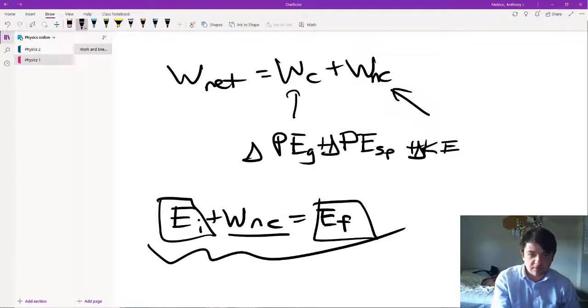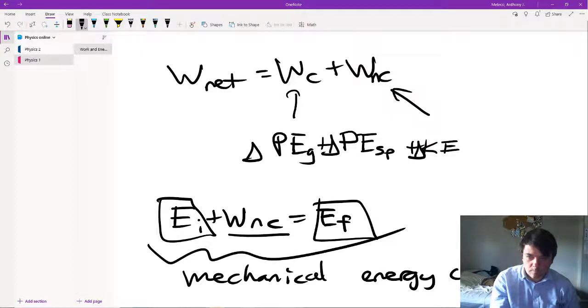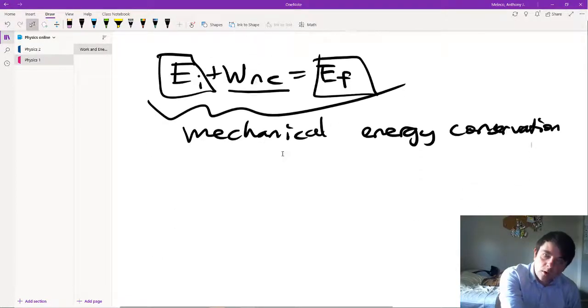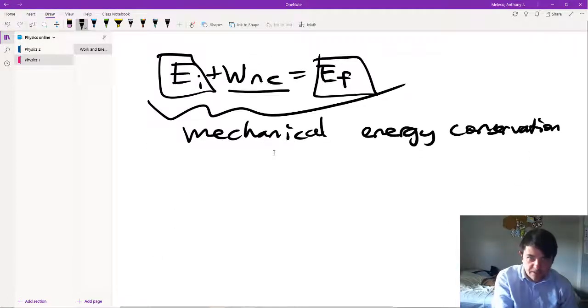So what this is known as is mechanical energy conservation, okay? Where the initial energy in the system is equal to the final energy in the system if there's no non-conservative work to either add to the system or subtract away from the system. And so how this ends up working is that you have an object.